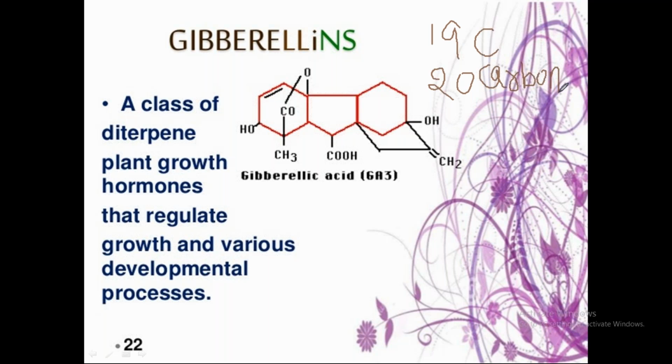Out of these two forms, the 20 carbon form is the most active form. The carboxyl group at the 7th position, first, second, 3, 4, 5, 6, 7, at the 7th position, the carboxyl group which is present is mainly responsible for the activity of the gibberellin hormone. So बच्चे, मैंने अभी आपको बोला the gibberellin hormone is the largest known family of hormones. So ऐसा तो नहीं है कि इसकी सभी forms active होंगी. The form which contains the carboxyl group is the active form.